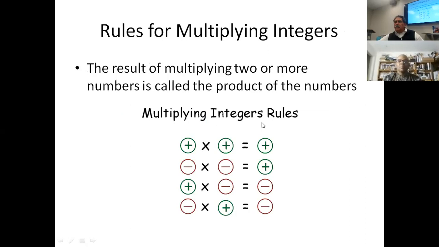Now, multiplication is much easier because always remember, if you have the same sign, you always get positive. If they are of a different sign, doesn't matter which is smaller or bigger, if you have opposite signs, you always get negative. Plus times plus is plus. Minus times minus is plus. But if you have anything different, you get negative. And it doesn't matter what is bigger, what is smaller. All right?